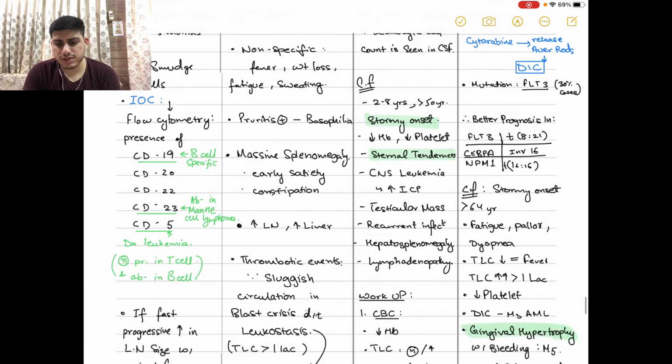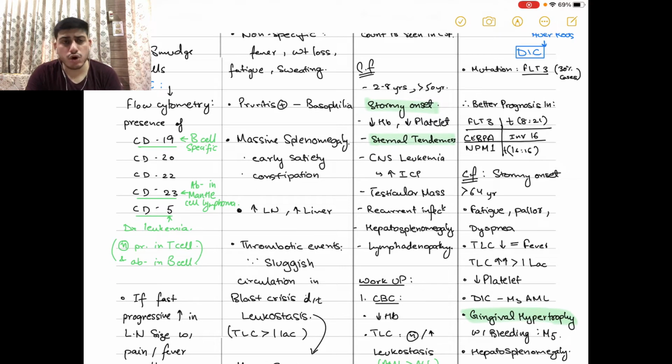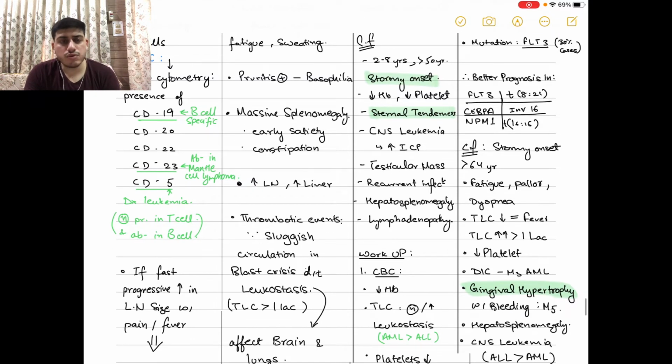Now the clinical features. The clinical features will be 2 to 8 years of age or more than 50 years of age. Stormy onset. Stormy, acute, obviously because it's acute, the onset will be stormy, very fast, and therefore the HB will be decreased and platelets decreased. I already told you why these cells decrease with the acute or stormy onset.